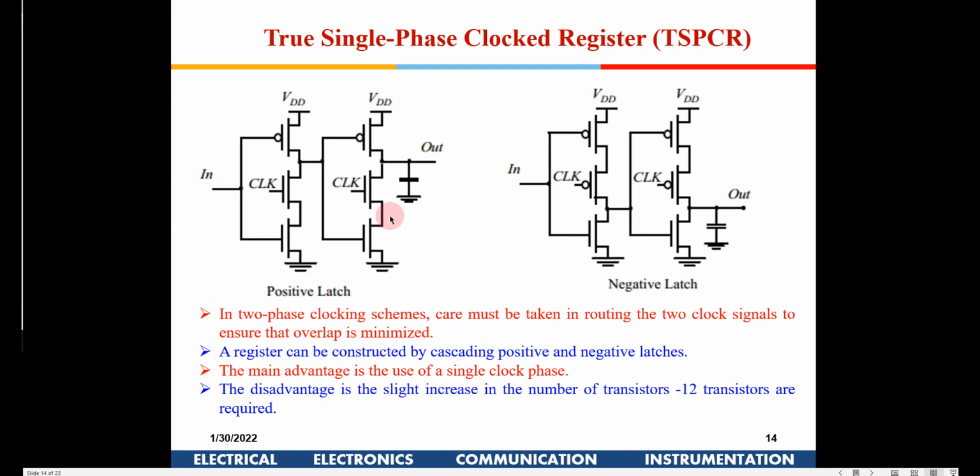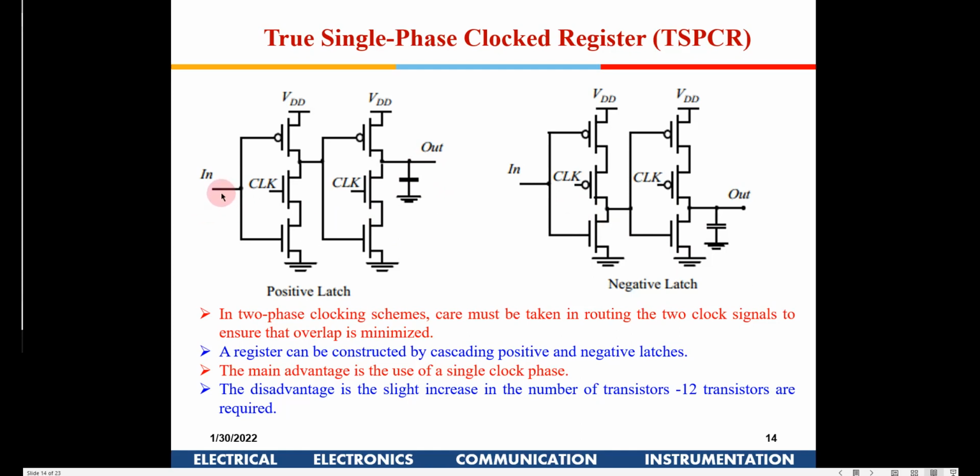To make a register, like we learned in the case of a normal static latch, we converted it into a register by cascading two latches, master and slave. One was used as a positive latch and one was used as a negative latch. The same thing here. Now you have a positive latch here and you have a negative latch here. So if you cascade these two, then you will get a negative flip-flop here, right?